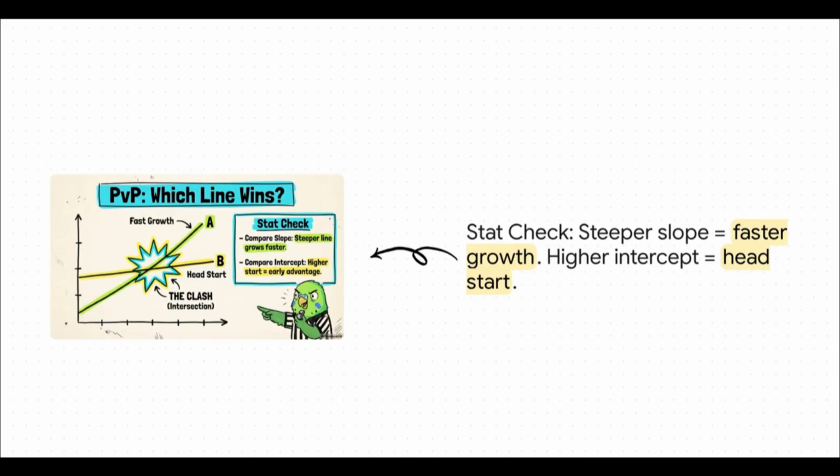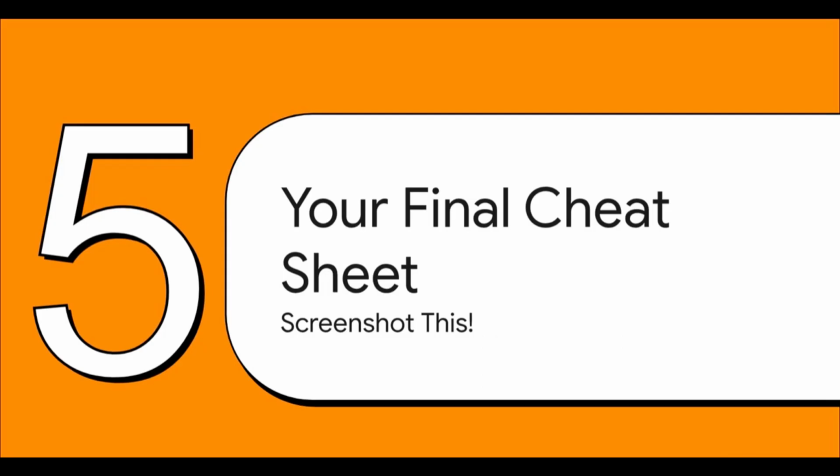And what if you have to compare two lines, like in a player versus player match? It's actually pretty simple. The line with the bigger m value, the one with the steeper slope, is going to grow faster and totally win in the long run. But the line with the bigger b value, that's the one that gets a head start. Whew! We have covered a lot in a short amount of time. So before we log off, let's just pull up the final cheat sheet to make sure you've got all this key info saved and ready to go.